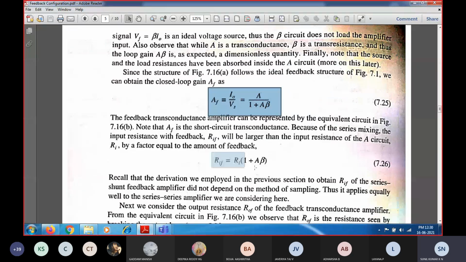So after finding that input resistance with feedback, you are going to find the output resistance. The derivation will remain the same as that of series shunt. So start with Rif will be equal to Vs by Ii.